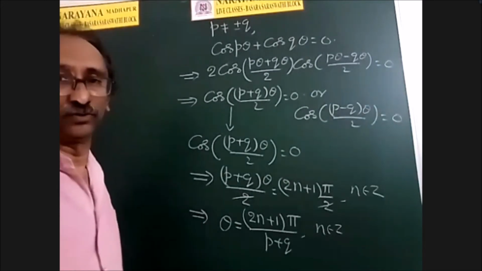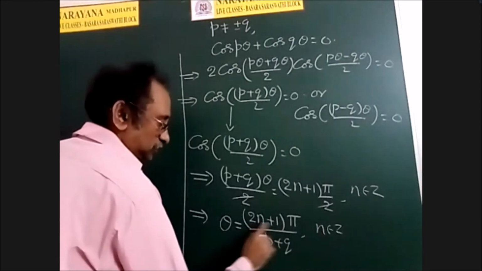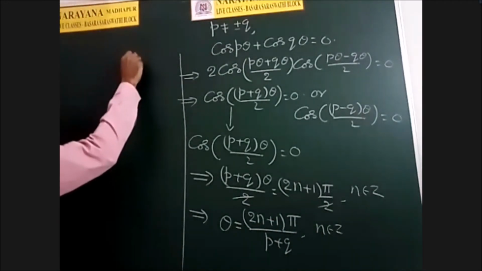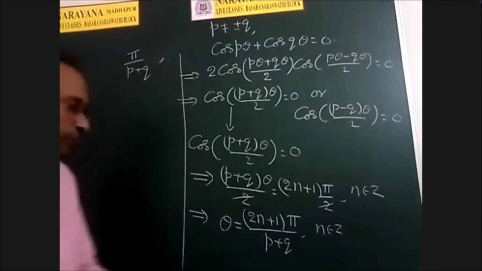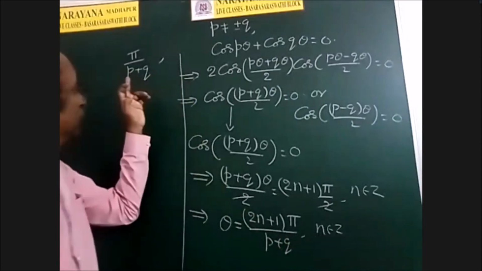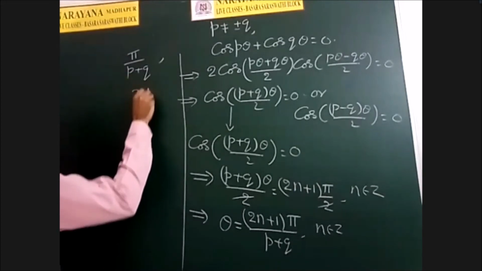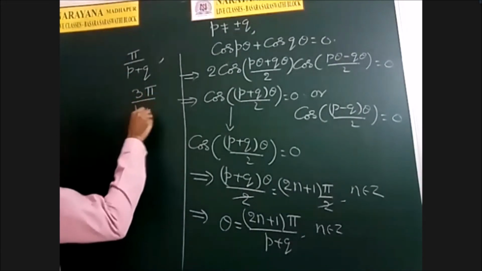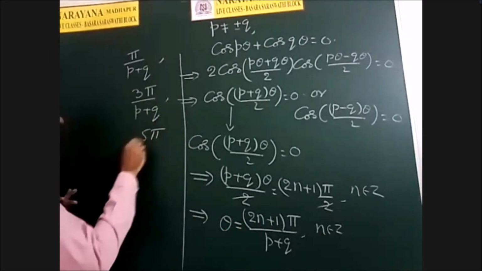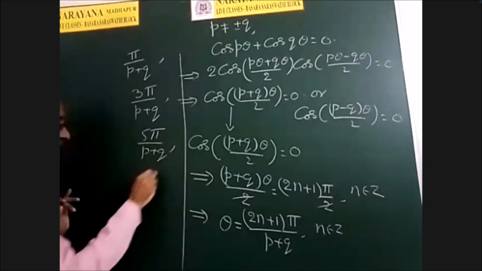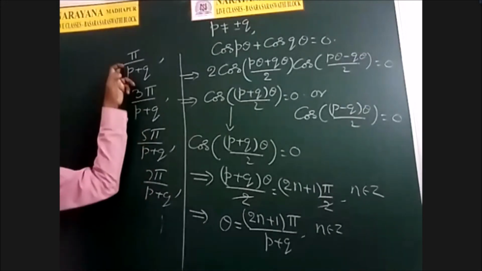So what are these values? See, first we put n is equal to 0, and we get pi by (P plus Q). That is the first solution. If you put n is equal to 1, you will get 3 pi by (P plus Q). If you put n is equal to 2, the third solution is 5 pi by (P plus Q), and the next one is 7 pi by (P plus Q), and so on. So these are the solutions.